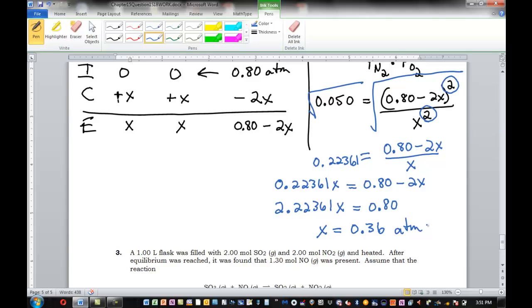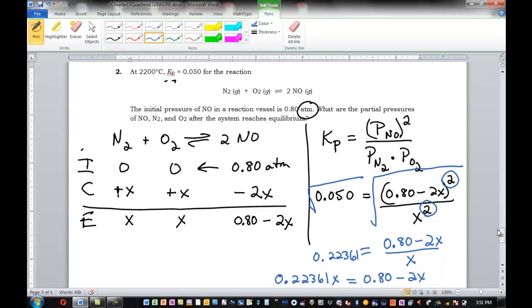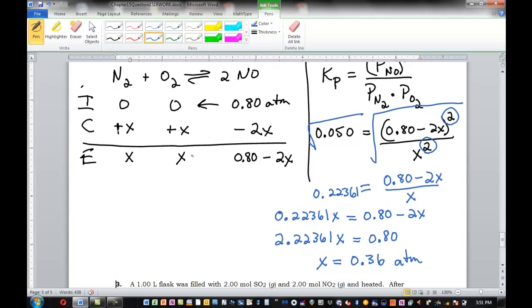All right, are we done? What are we supposed to answer here? What are the partial pressures? Now, don't get confused by partial pressure. Since we have a mixture of gases, we call the pressure of each one of those gases a partial pressure, and those partial pressures of NO, N2, and O2 make up the total pressure of that system. So we want the equilibrium pressures of all of these.